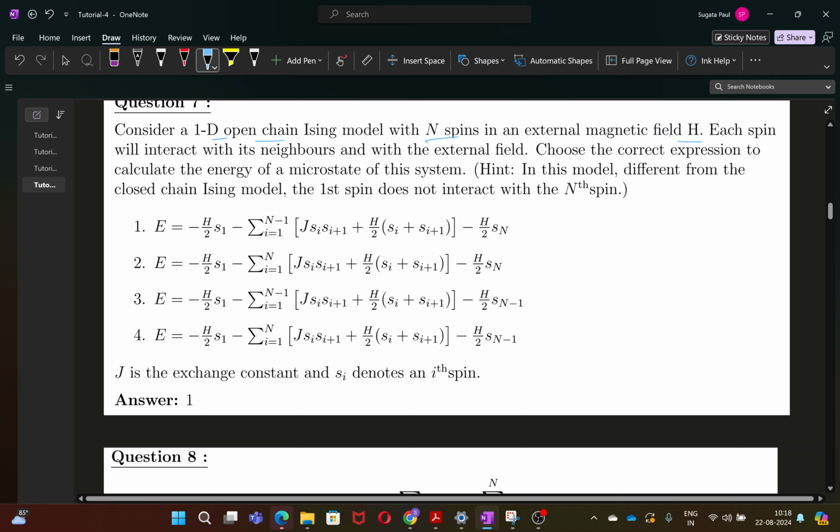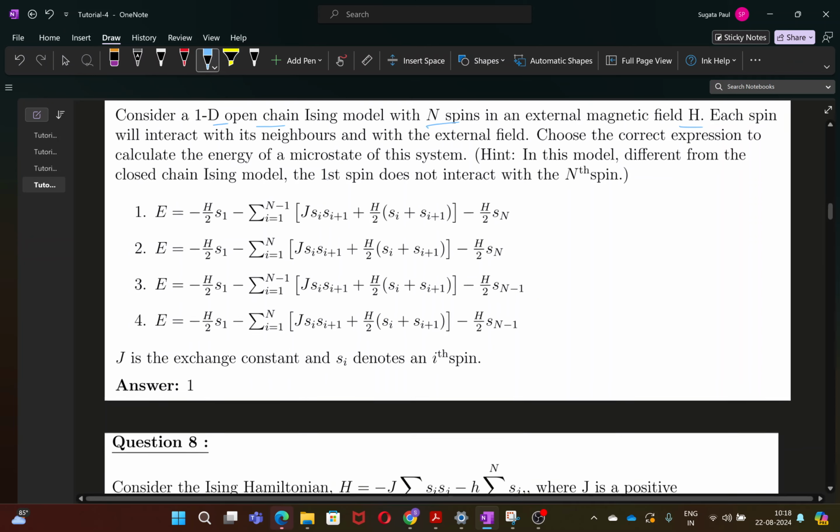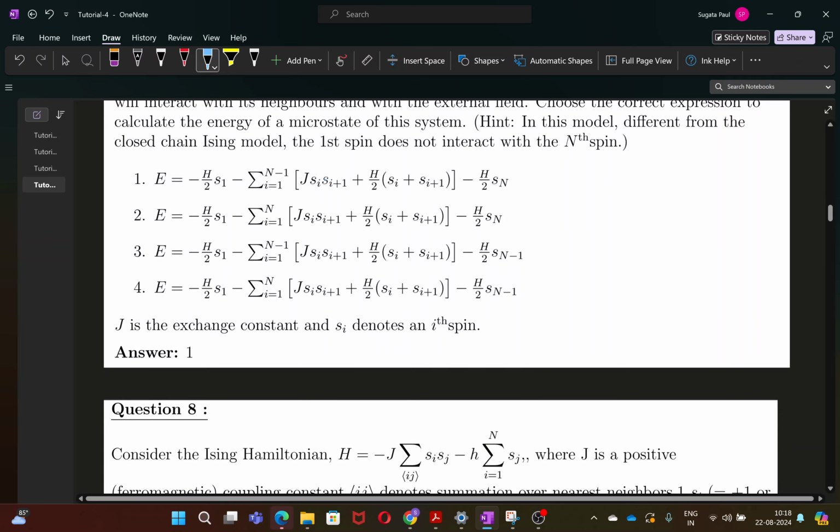Now each spin will interact with its neighbor and with the external field. That means both terms in the Ising model Hamiltonian will be present. Now choose the correct expression to calculate the energy of a microstate of the system. Also, the hint is that, different from the closed chain Ising model, the first spin does not interact with the nth spin. We have to choose the correct option, where J is the exchange constant and Si denotes the ith spin.